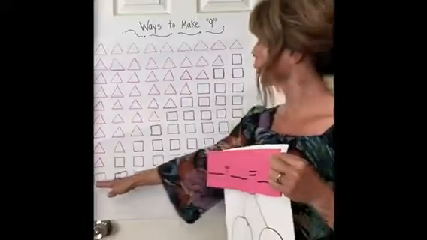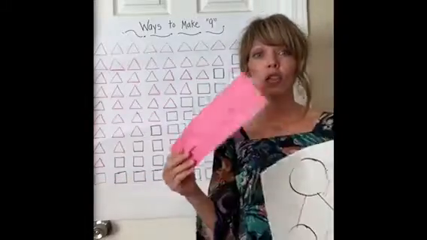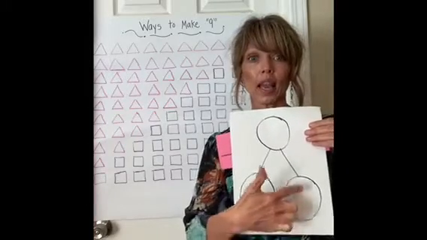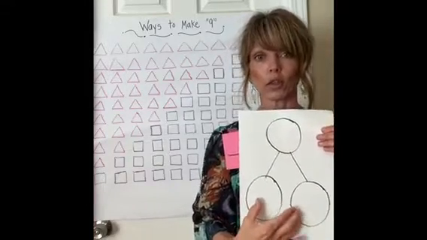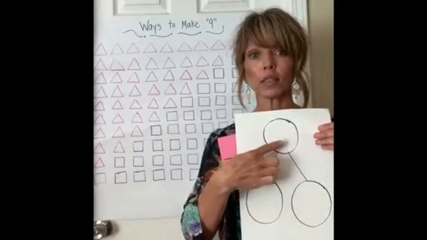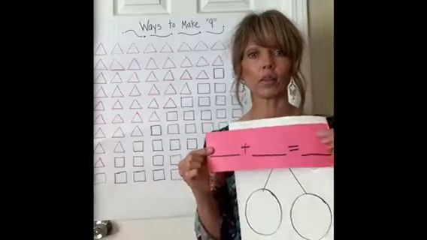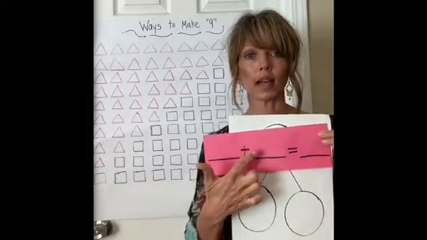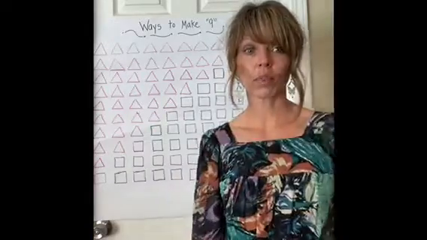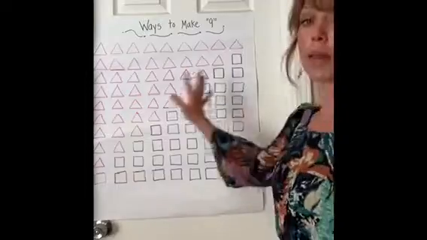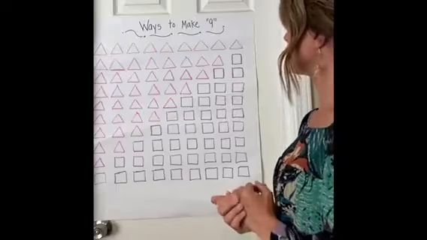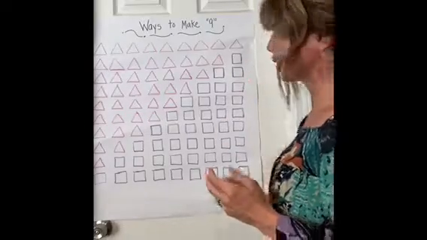Okay, and then the last one, we have all squares. So in our number bond mat, we know we are going to show 0 triangles and 9 squares. So we're going to bring those together, and 0 plus 9 equals 9. And our number sentence would be 0 plus 9 equals 9. All right. So these are all of the different ways to make 9. And today I challenge you to make some number bonds to match these at home.